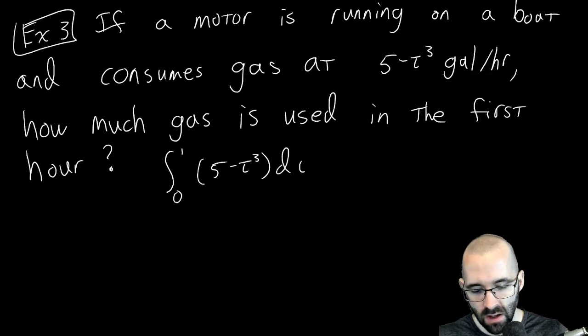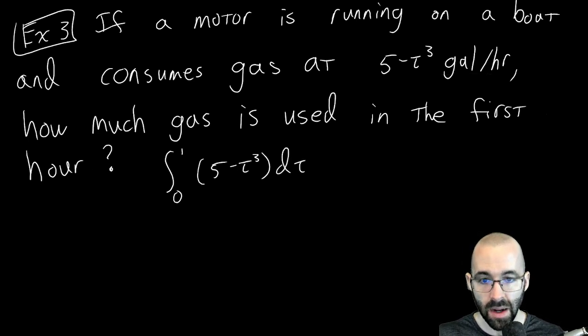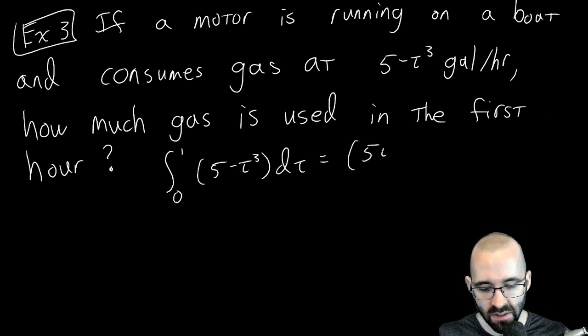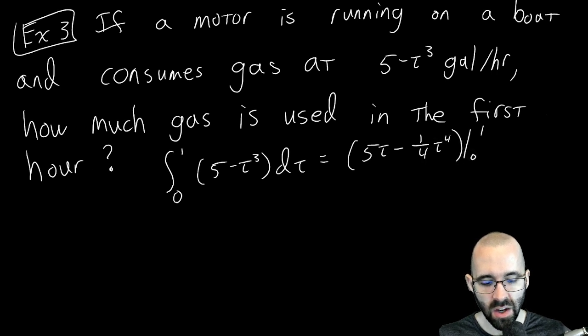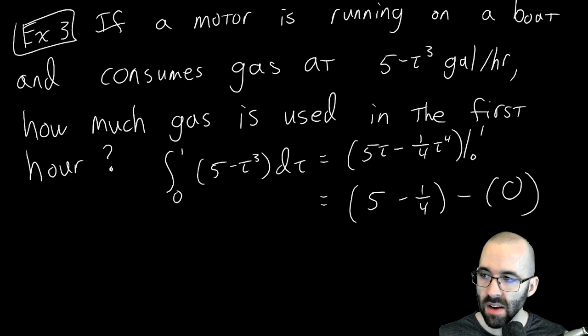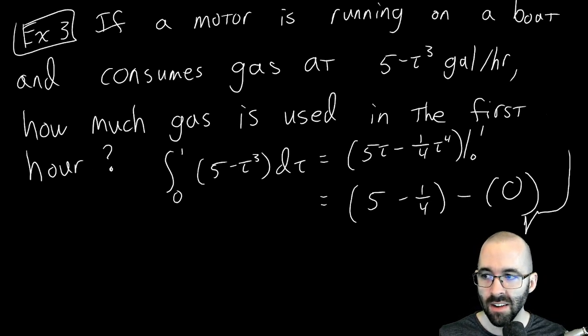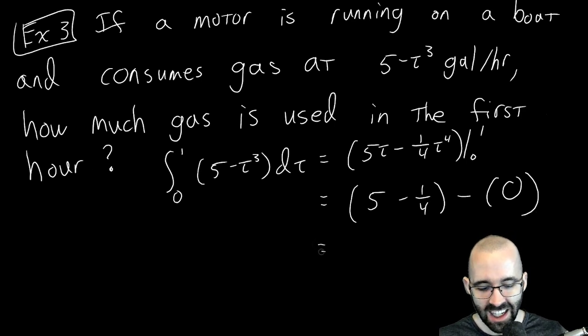Now we can calculate things this way. We're going to get that the antiderivative is 5t minus a quarter t to the fourth using the power rule. We'll evaluate that at 0 and 1. When we plug in 1, everything turns into 1s, and we get 5 minus a quarter. We plug in 0, everything turns to 0. We got the nice hint right here for the second part. With the egg, I'll get 4.75.